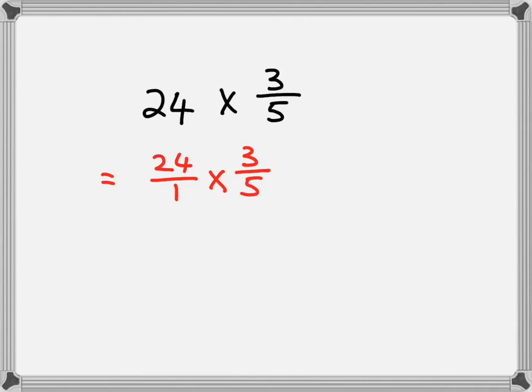Now, 24 times 3, I'm sure none of us know that out of our head, so we go to our scribble corner here. Okay, 4 times 3 is 12, carry a 1, 2 times 3 is 6, plus 1 is 7. So it's 72. And 1 times 5 is 5.